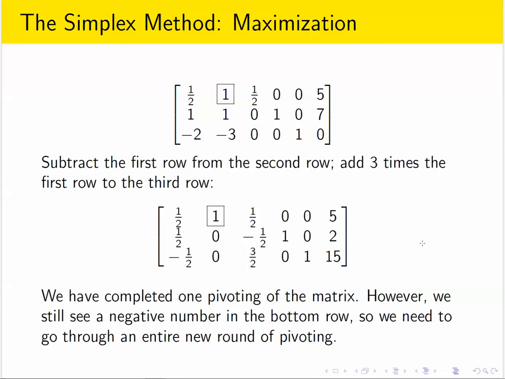We've now completed a pivoting of the matrix, and we ask if we're done, and the way we know we're not done is because there's still a negative number in the bottom row, which means we have to go through an entire new round of pivoting, starting by finding a new pivot.